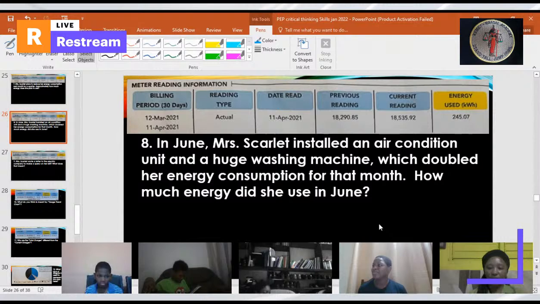All right, so when we add that to itself or multiply it by 2, we get 490.14. Yes, miss. Okay. That's what I got. All right, 490.14 kilowatts.